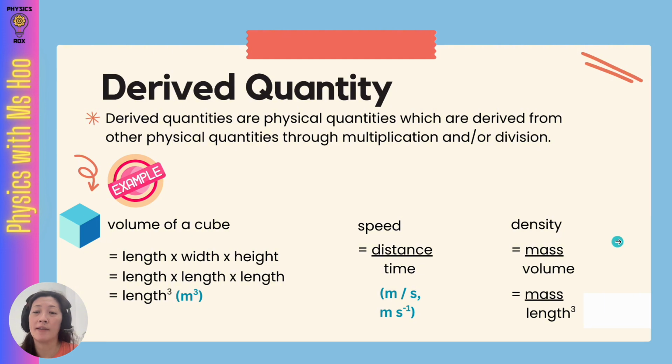We can also derive the SI unit from this equation. If the SI unit of mass is kilogram and length cubed is meter cubed, we would get kilogram per meter cubed. Again, you can write it in either form. In AS or A levels, just a reminder, we prefer to write it in this form.